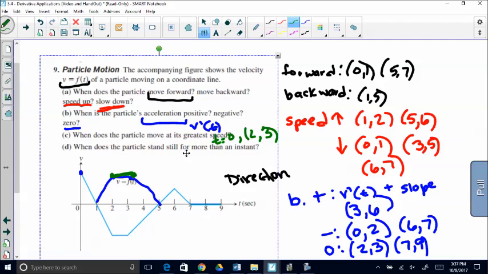And then when does the particle stand still for more than an instant? So think about what standing still means. Standing still means that the velocity will equal 0. So where does the velocity equal 0? We have this point, we have this point, and we have all of these points. So if the question is where does it stand still for more than an instant, our only answer would be between 7 and 9. Where is the velocity 0? Between 7 and 9.